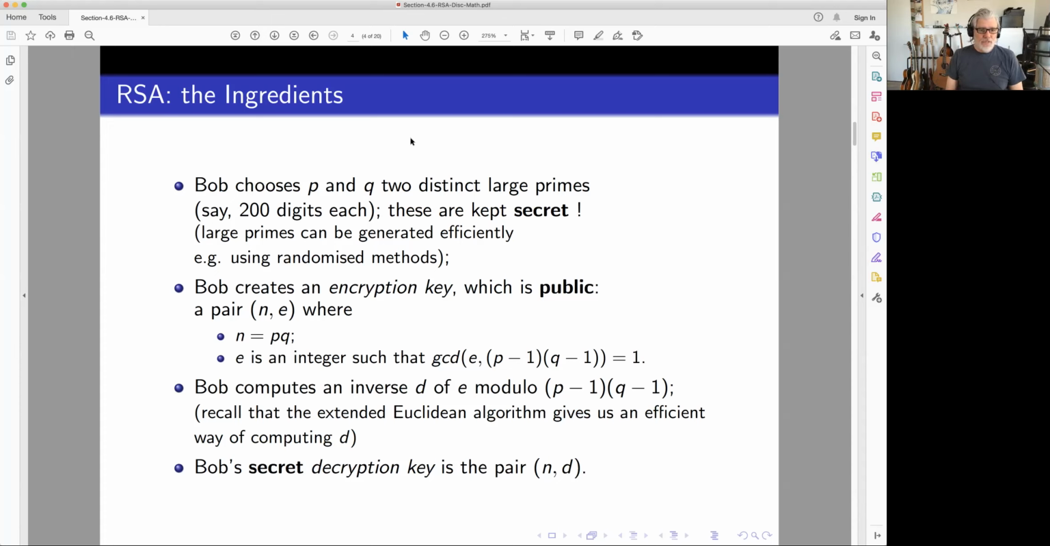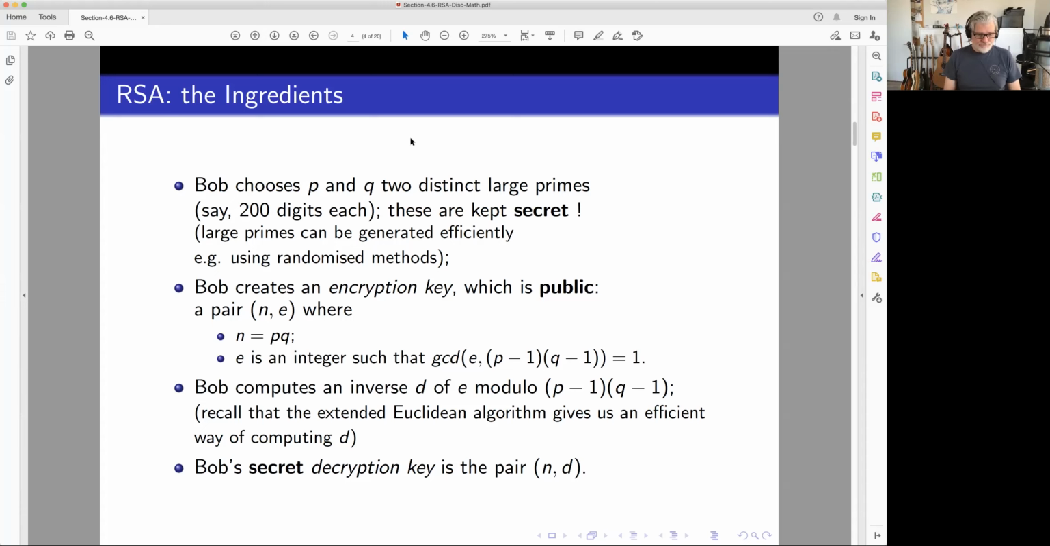Bob is going to pick out two prime numbers, p and q, which are very, very big. Let's say 200 digits for each of these primes. And these are to be kept secret. This is really important. If these primes go out there, then we're screwed. This thing just fails. You can find large primes efficiently, so that's not a problem here.